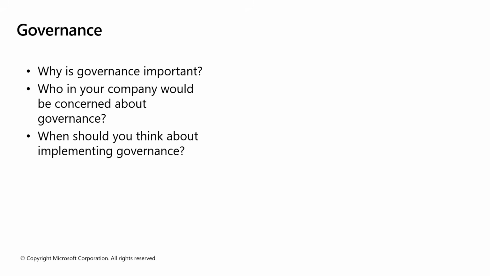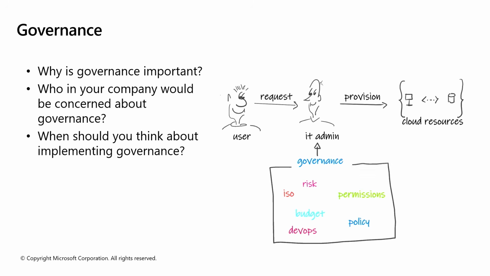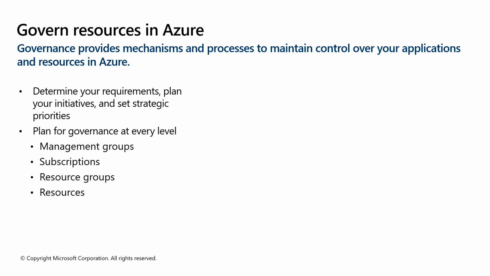It's possible, but painful. If we have a user that requests access to deploy cloud resources, well, the IT admin can approve it or deploy on behalf of the user. Or we can streamline the process with governance tools, considering permissions, risk, compliance regulation, budget, and automation. Governance is all about keeping control and visibility on our Azure resources so things don't get out of hand.